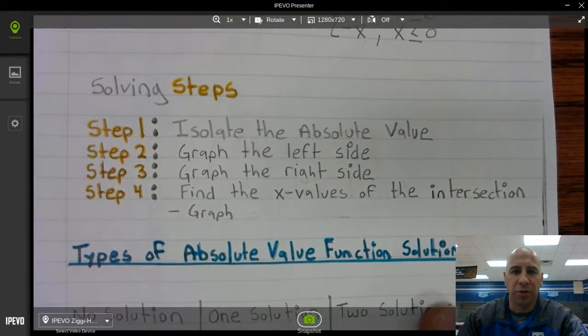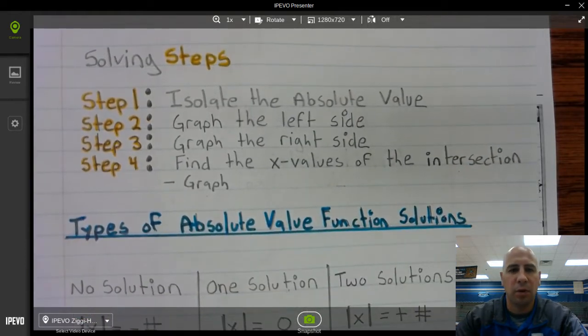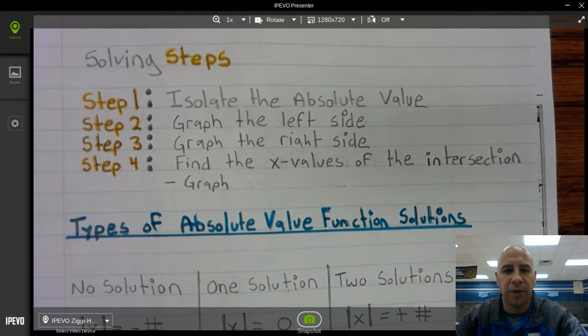Now let's look at our solving steps. Step 1, isolate the absolute value. Step 2, graph the left side. Step 3, graph the right side. Step 4, find the x values of the intersection from the graph. Go ahead and update the solving steps.